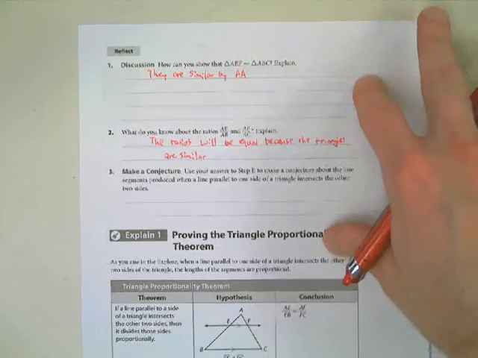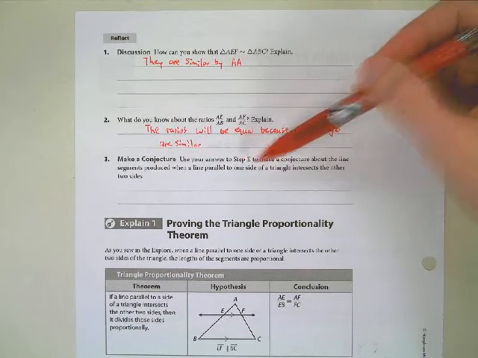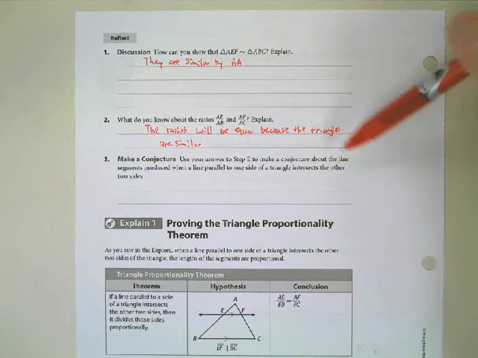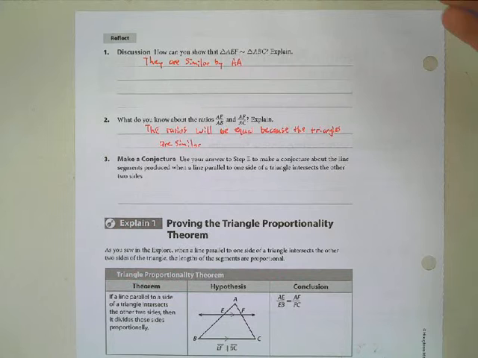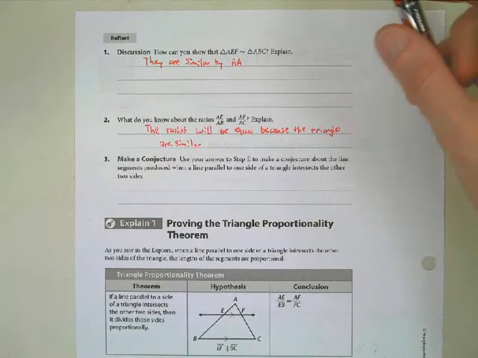All right, so using our answer from step E on the other side, make a conjecture about the line segments produced when a line parallel to one side of a triangle intersects the other two sides. So anyone want to take a stab at that? What's the conjecture? What's kind of like a guess? Because again, we saw a relationship show up.